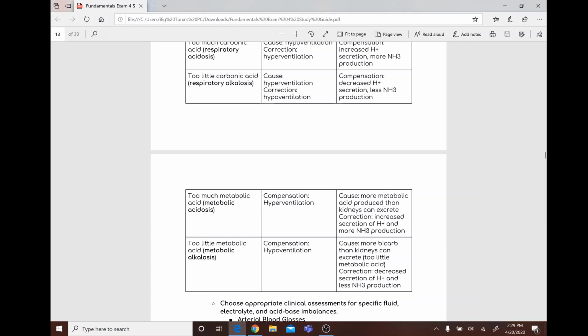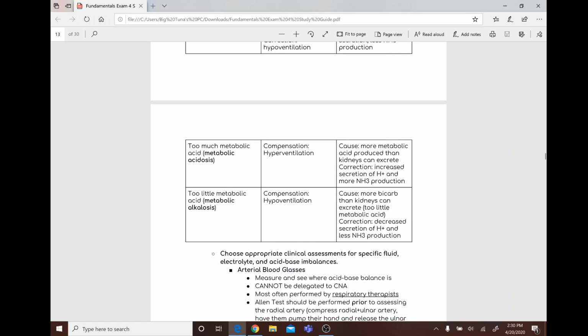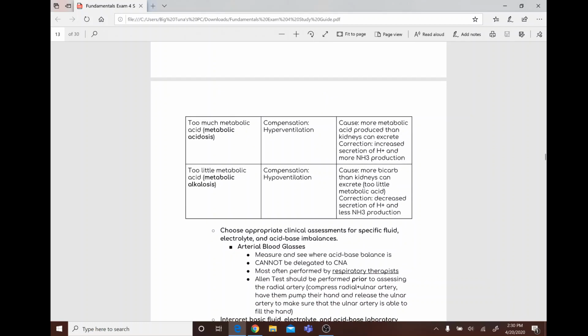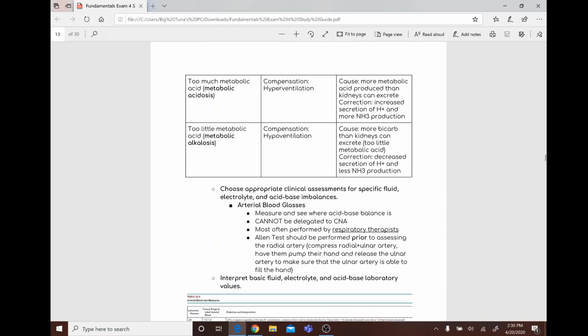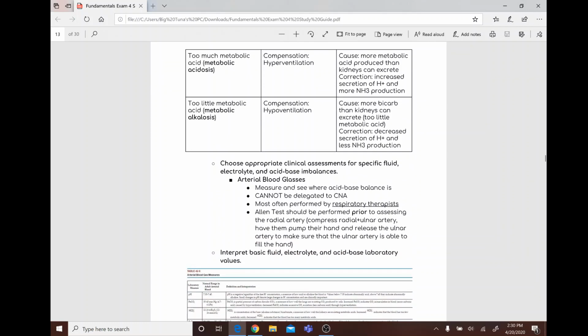So the cause of this is too much HCO3 (bicarb) that the kidneys can excrete. You have too little metabolic acid. So we'll correct this by decreasing secretion of hydrogen and less NH3 production. What will the lungs do? Start hypoventilating, breathing slowly. Alright.